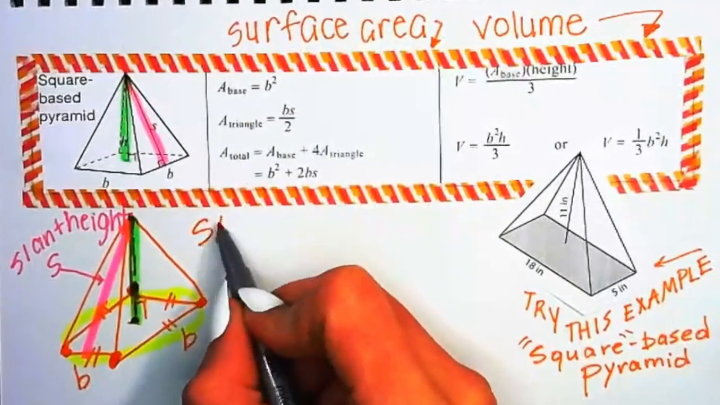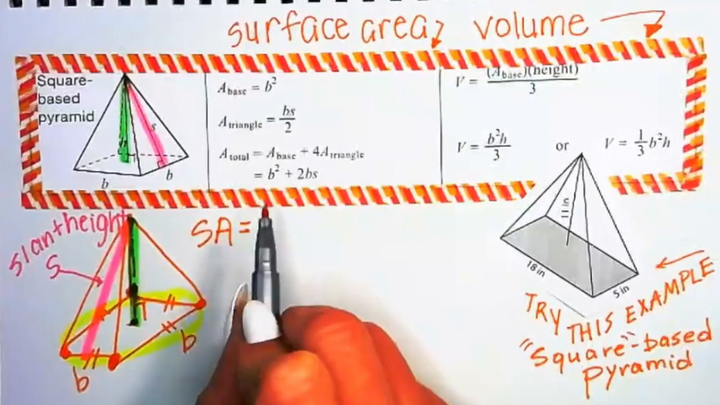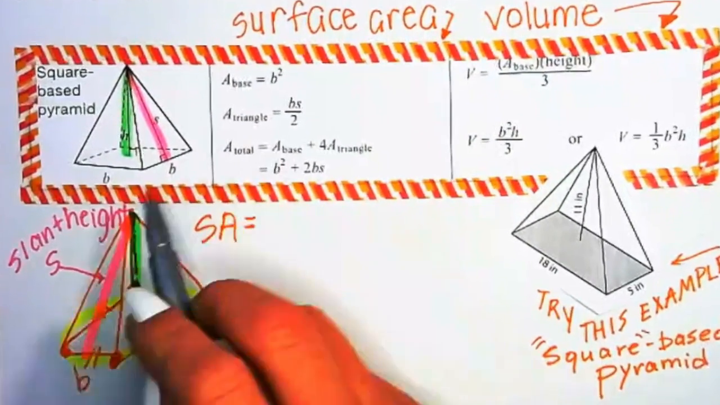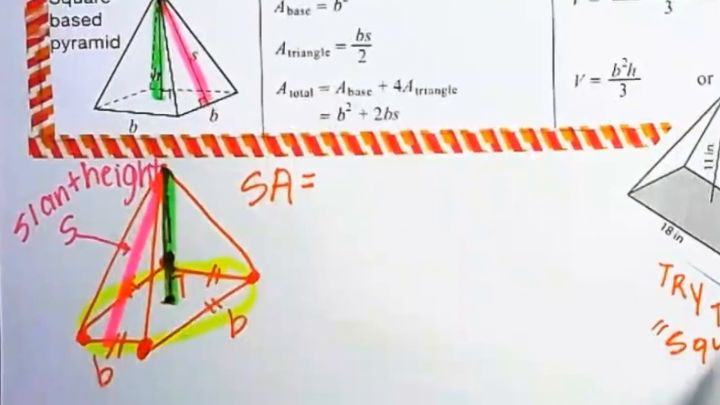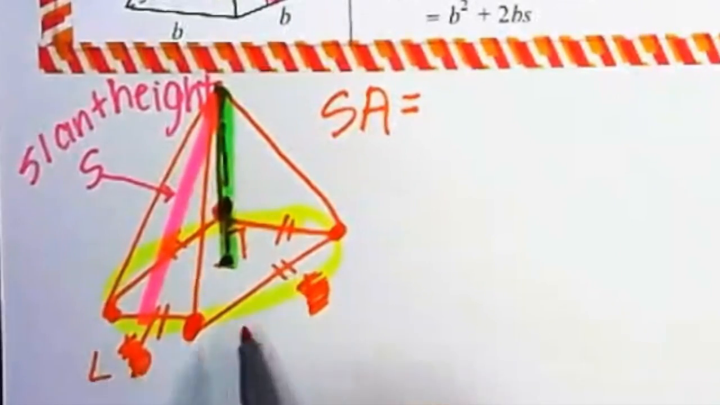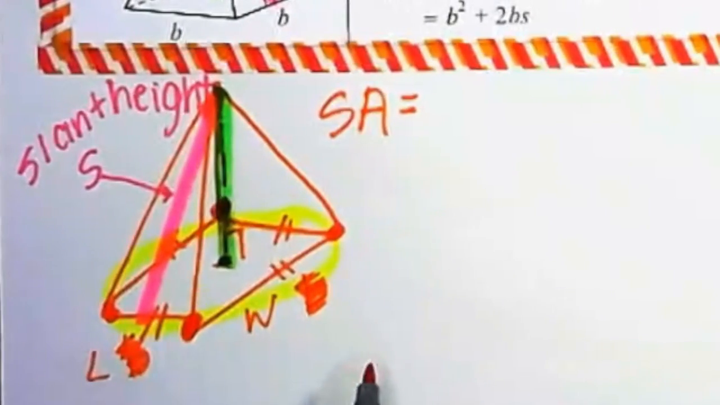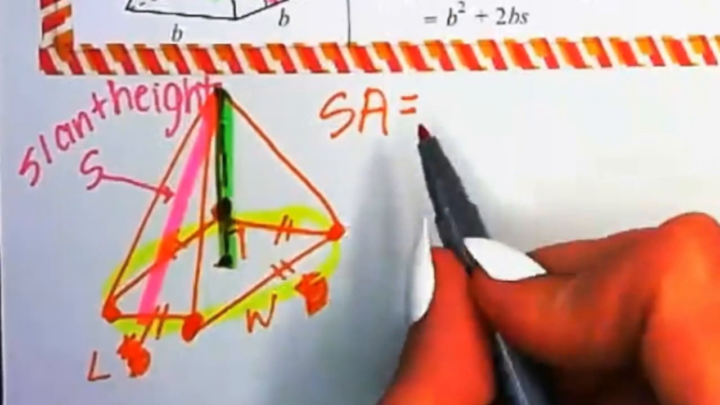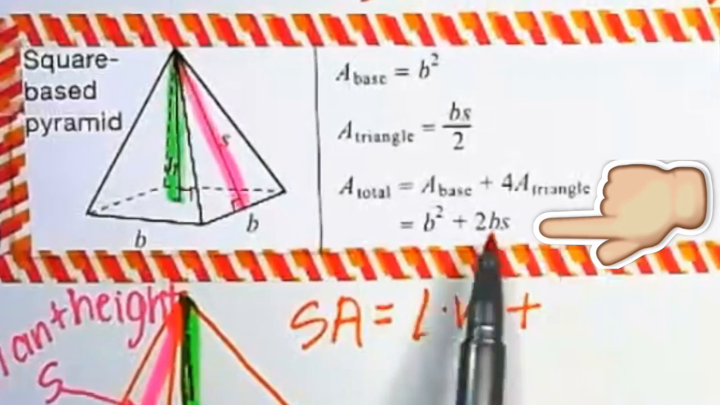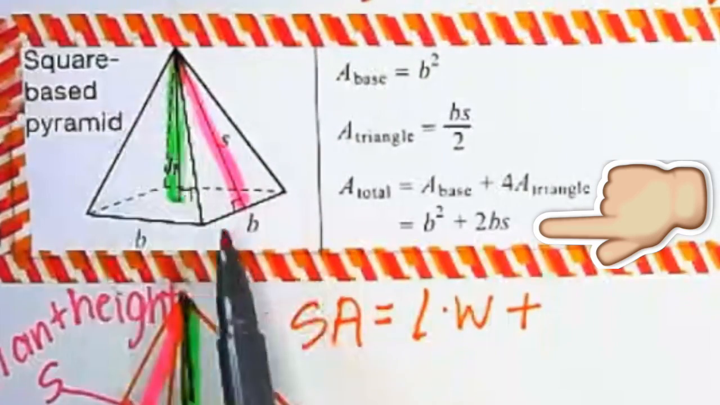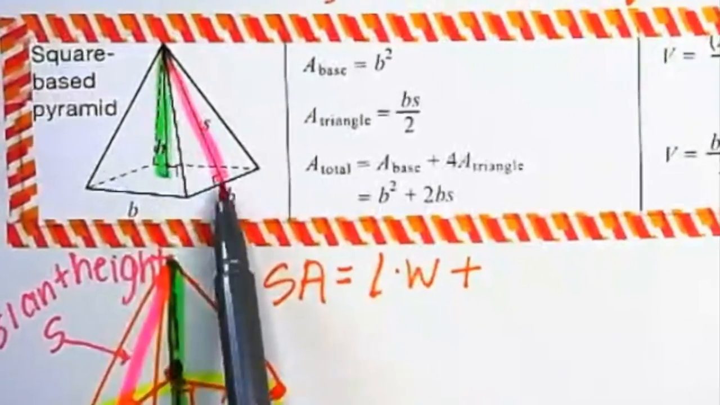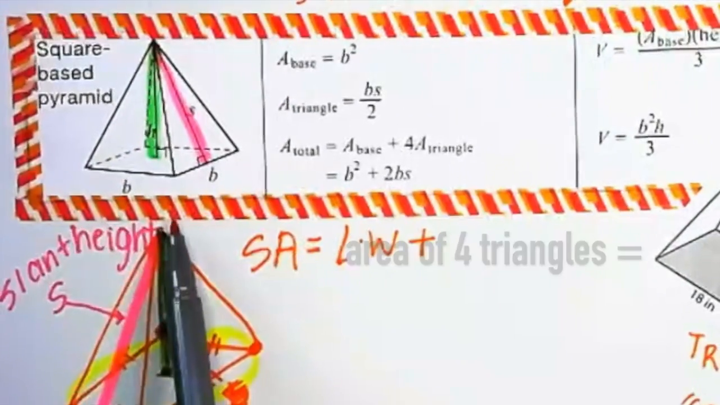I'm going to write my surface area equation more generalized so it will apply to a rectangular base pyramid instead. B squared represented the area of this base. If you have a rectangle instead of a square, you may call it length and width instead of B and B. So the area of your base is no longer B squared, but it's L times W. Plus 2BS stands for 2 base times slant height. This is the 4 triangles. This comes from 1/2 base times slant height for all 4 of the triangles since they're identical.